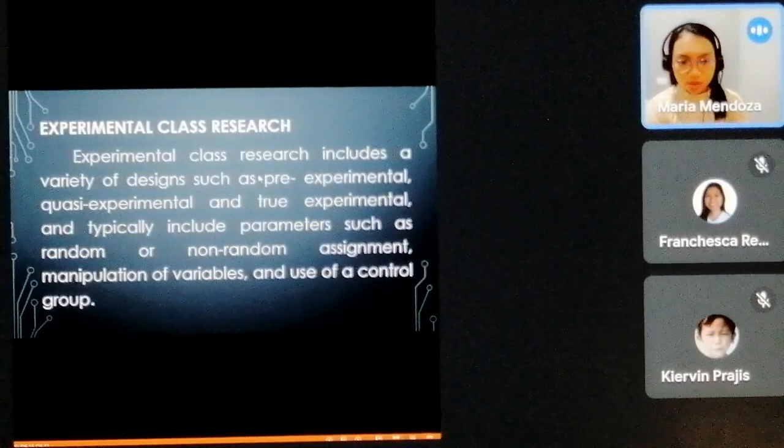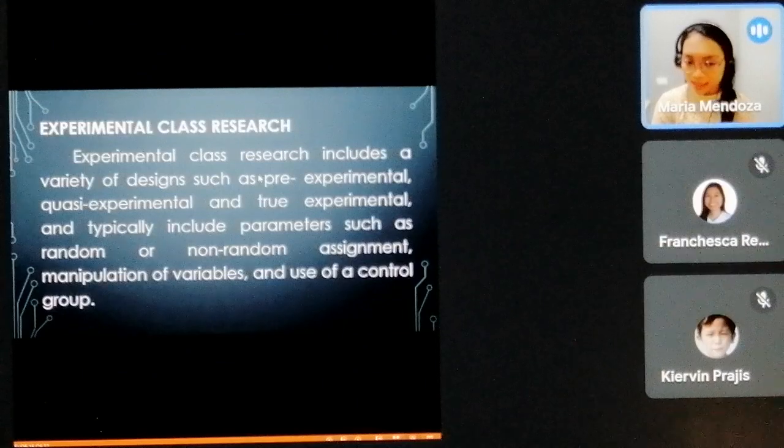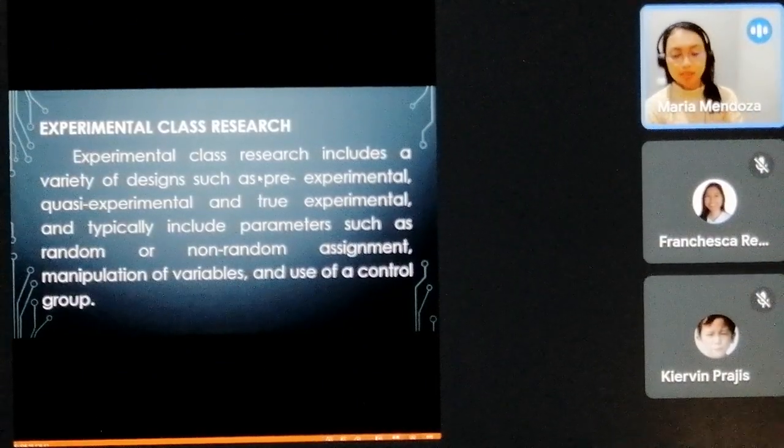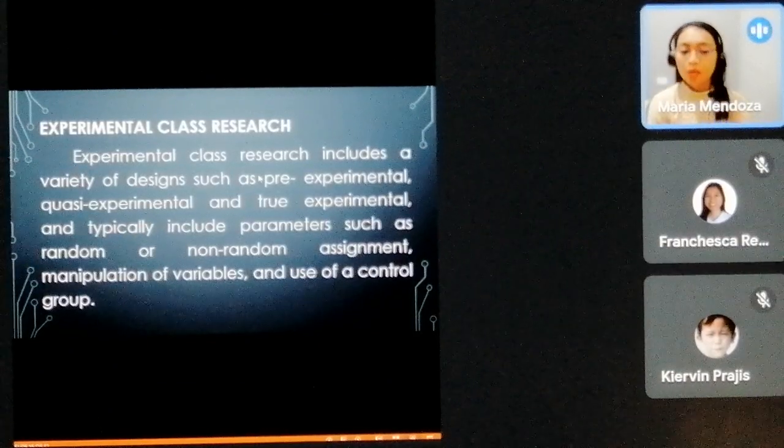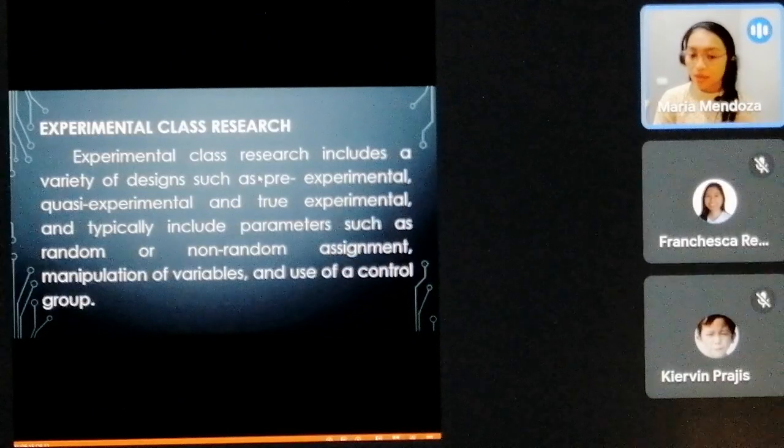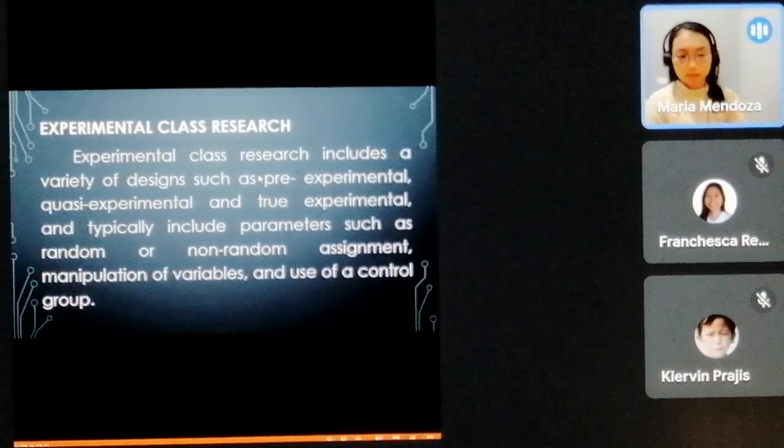Experimental class research includes a variety of designs such as pre-experimental, quasi-experimental, and true experimental. So these are under experimental class research, and we are not going to define them because they are not the focus of our study.